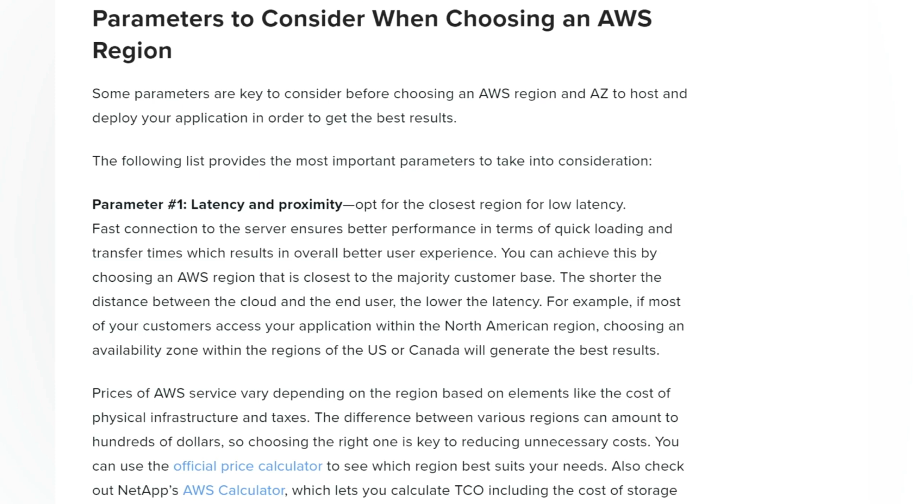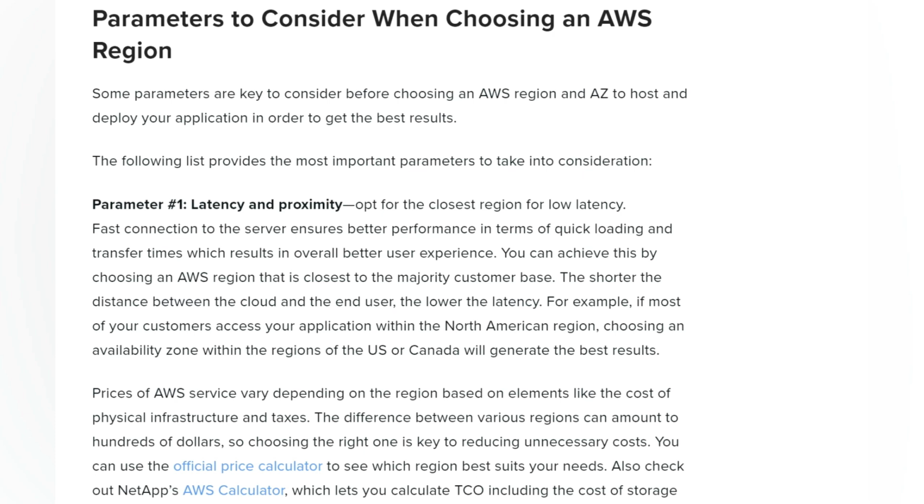So some of the parameters you must consider when choosing AWS regions. First one is latency and proximity. Always choose the closest region for low latency and a fast connection to the server. It ensures better performance in terms of quick loading and transfer times, which results in an overall better experience. You can achieve this by choosing an AWS region which is closest to the majority of your customer base. The shorter the distance between the cloud and the end user, the lower the latency.